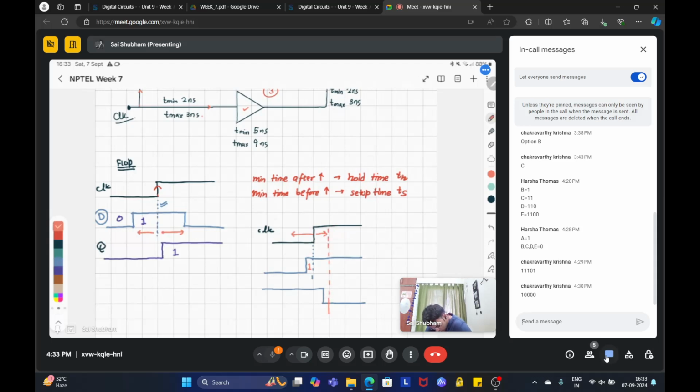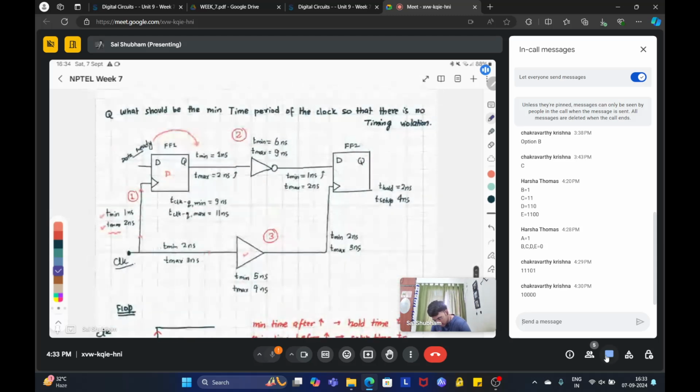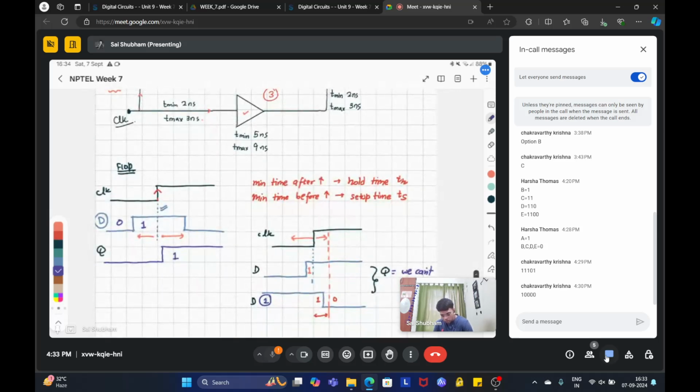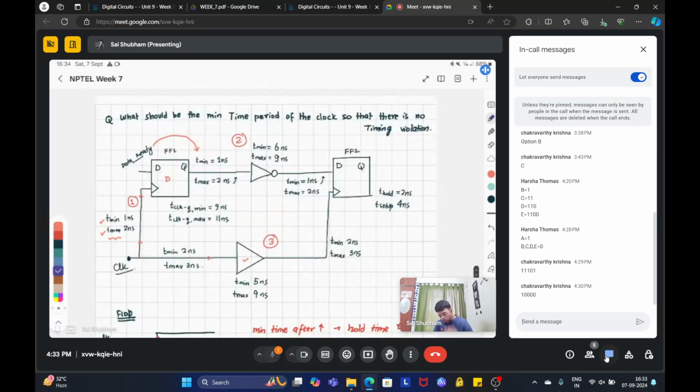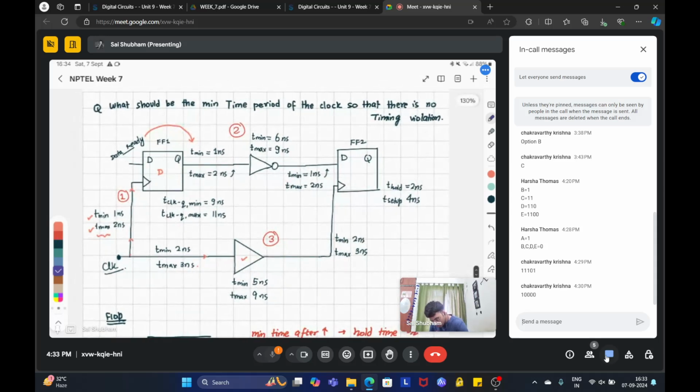It was initially 1, so the setup requirement is fulfilled. But the violation happens here because it goes down from 1 to 0 just before the hold time. So in that case also, this is your data D. In both cases, we can't say what Q is. It can either be 1 or 0. This is known as timing violation. So the requirement for this question is: what should be the time period of the clock so that there is no timing violation? Is the question clear?